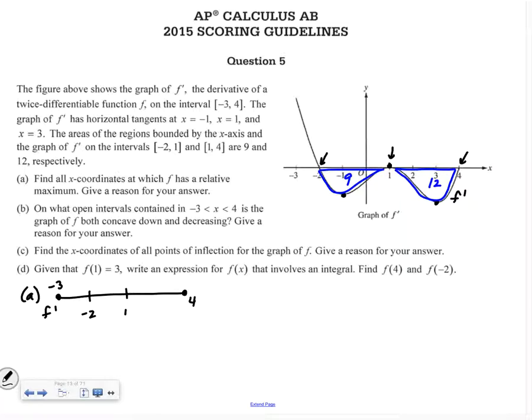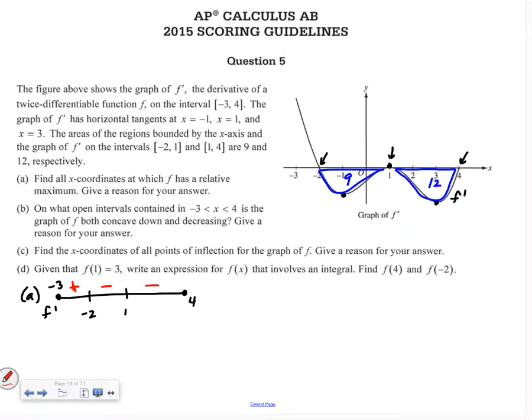So now we want to talk about where f prime is positive and where it's negative. It's above the axis from -3 to -2. And then our curve, f prime, is below the axis from -2 to 1. And then it's above the axis again. No, it's below the axis again from 1 to 4.